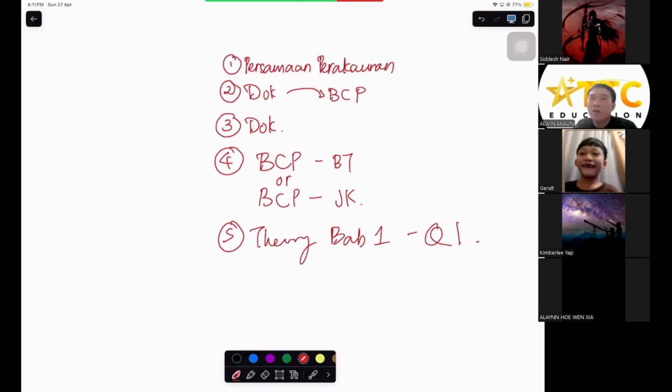And then some of you already got cover ledger, right, in your school? Or belum lagi? There is maybe got ledger.